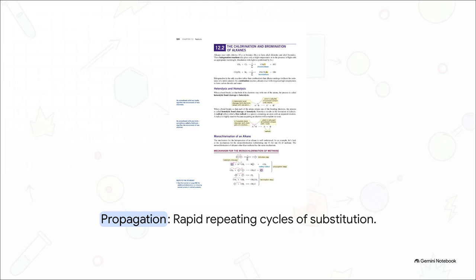First, our incredibly aggressive chlorine radical bumps into a perfectly stable methane molecule. It's so starving for an electron that it just rips a hydrogen atom right off the methane. This creates hydrochloric acid, sure, but way more importantly, it leaves behind a brand new radical, a methyl radical. And guess what? This methyl radical is just as unhappy.